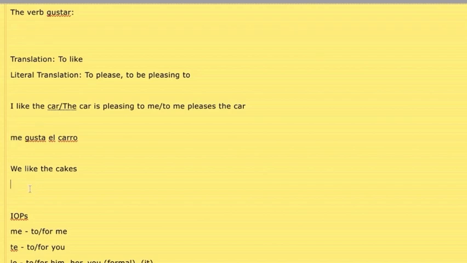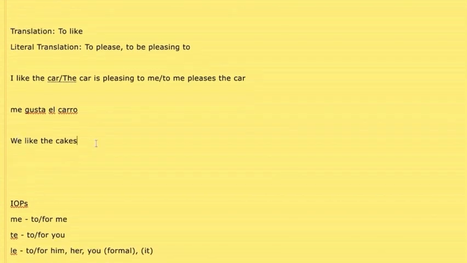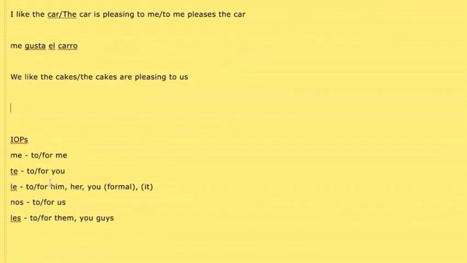So if we're saying we like the cakes, I want to first start with our indirect object pronoun. And so let's think about it literally. What are we trying to say? The cakes are pleasing to us. So we have to say to us first, which is going to be nos. Next, we're going to take the word gustar, and we have to think about, okay, what is doing the pleasing here? In this case, the cakes. So it's going to be gustan los pasteles. Next, going to be a form of the, and then finally, talking about the cakes. Could be pasteles, could be tortas. Tortas can also mean pie. It kind of just depends on what kind of cake you're talking about.